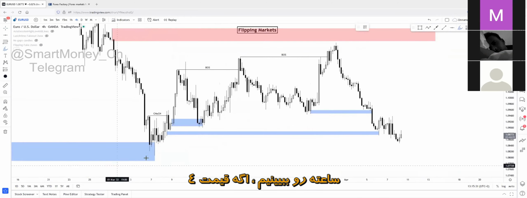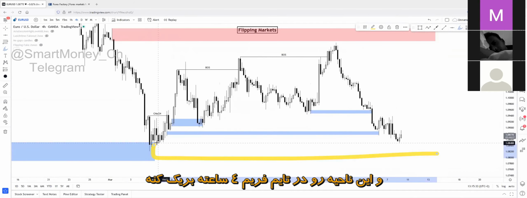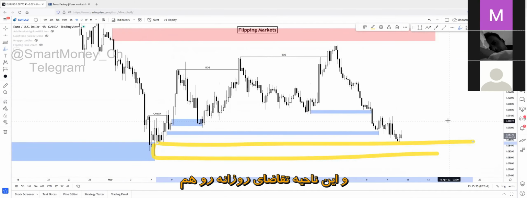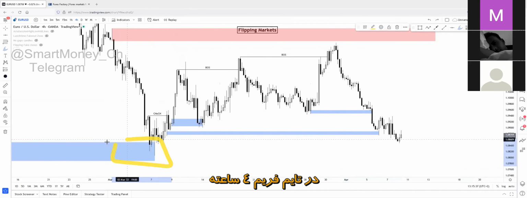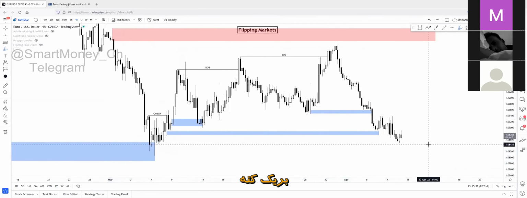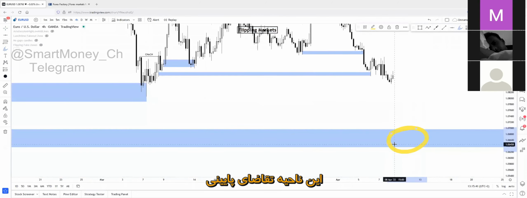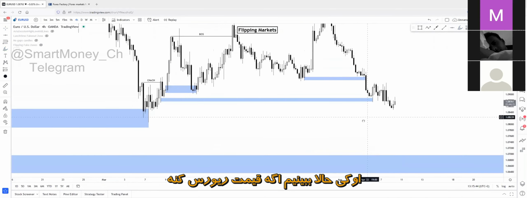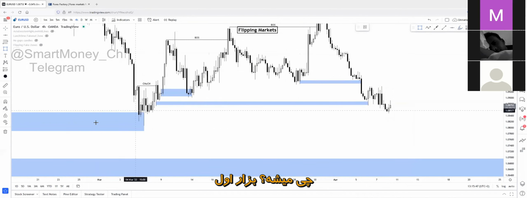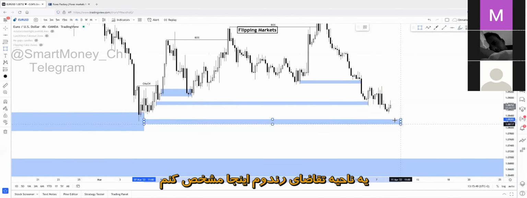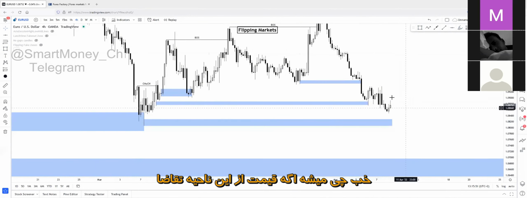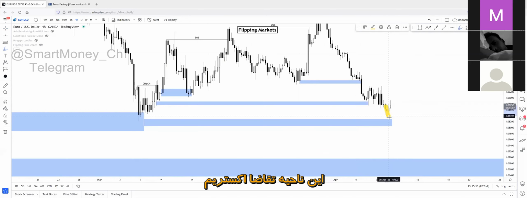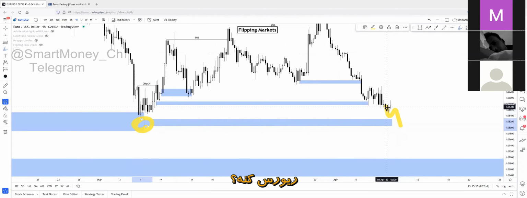So if price taps this extreme zone down here and creates a break of this zone on the 4-hour chart, and creates a break of this daily demand zone on the 4-hour chart also, this downer demand area will be tapped for sure. Okay, but let's see what happens if price reverses. Let me just mark some random demand zone right here. So what happens if price reverses on this extreme demand zone?